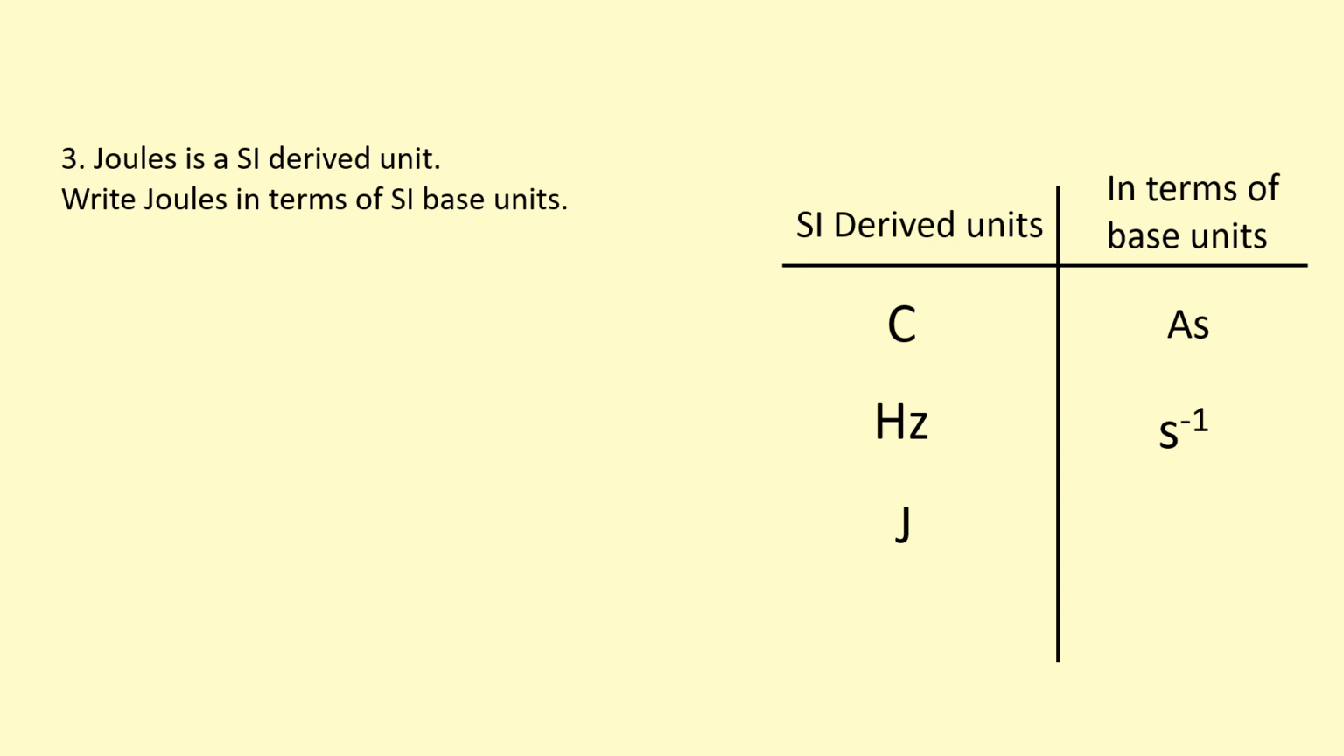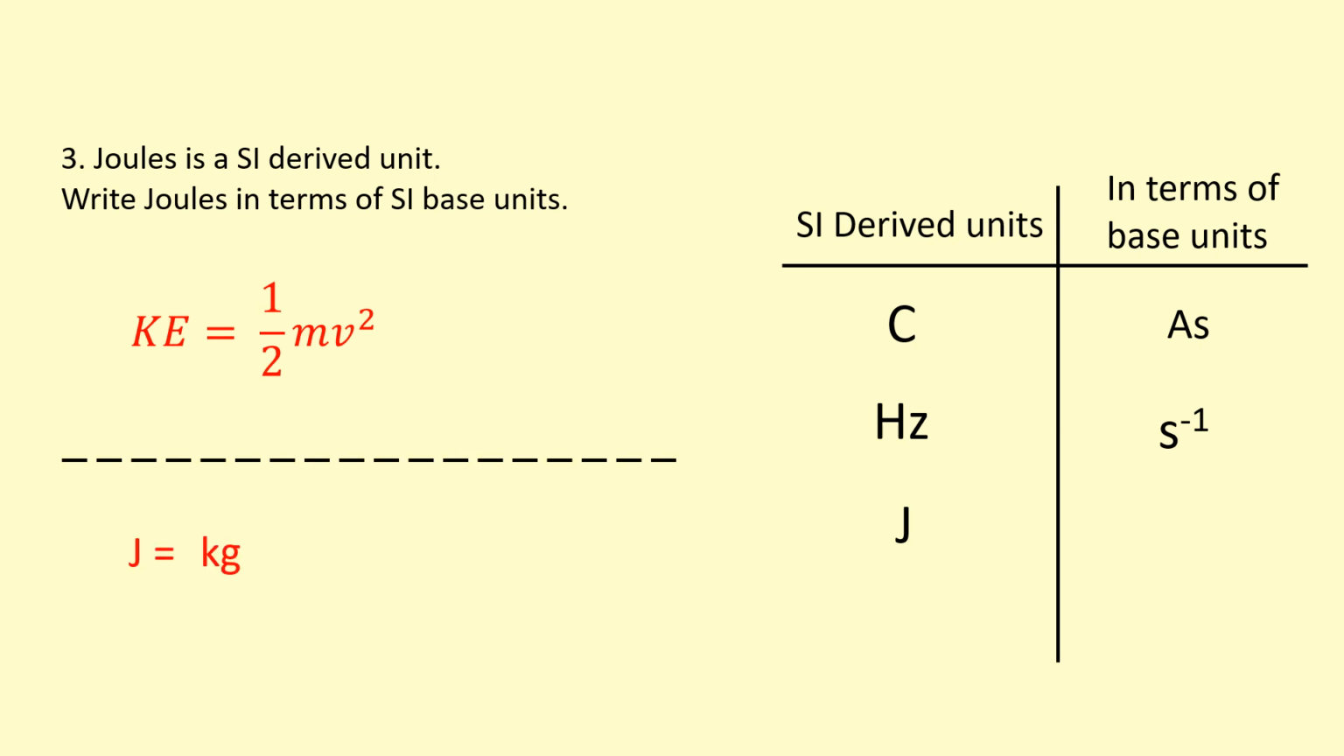The third example, let's do joules, which is the SI derived unit for energy. Now I could use any equation for energy I wanted, but I would say the easiest one is half mv squared, kinetic energy. Now the half doesn't have a unit, so the joules is going to equal mass, which is kilograms, times speed, but that's being squared. So if I expand that bracket, that becomes kilogram meter squared per second squared.